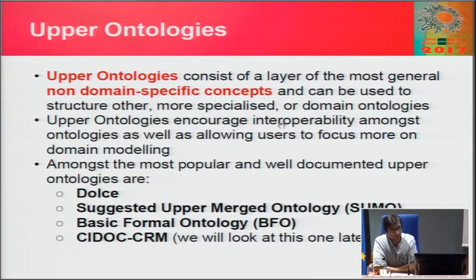The second advantage is that it allows users to focus more on domain modeling rather than on really basic questions about what is an event or what is an actor, because these are already dealt with in the upper level ontology. Amongst the most popular and well documented of these upper ontologies are Dolce, Sumo, and BFO, and lastly CIDOC CRM. But we're going to look in more detail at this later on, because I think it's one of the most successful uses of ontological resources within the digital humanities, and so I will go into some more depth on it.